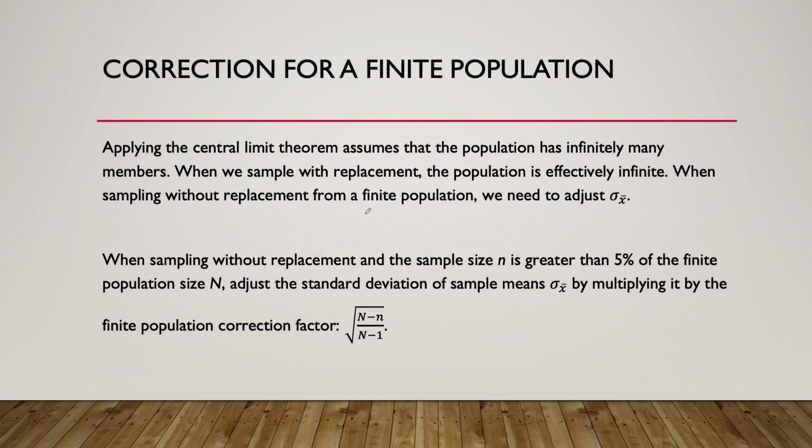So we adjust the standard deviation of the sample means by multiplying it by the finite population correction factor: the square root of the population size minus the sample size, divided by the population size minus 1.